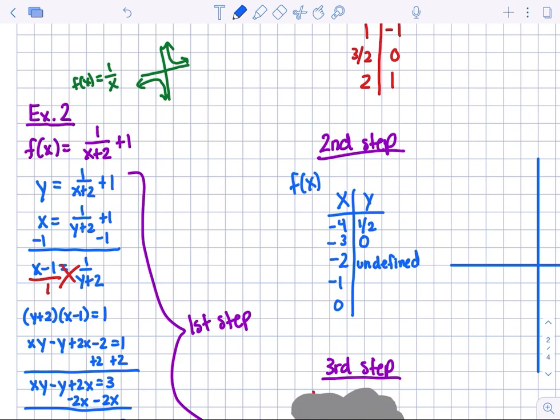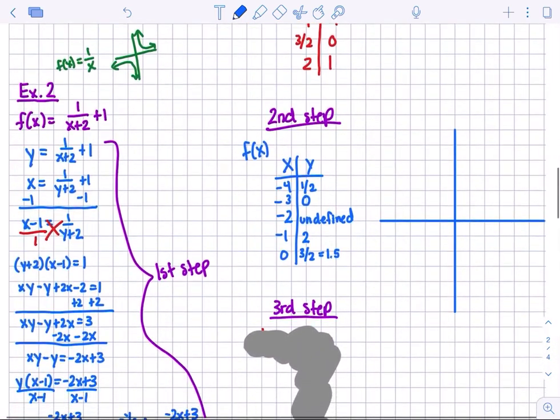Okay, now we're going to go on the other side. When you plug in -1 into here, -1 plus 2 is 1. 1 over 1 is 1. 1 plus 1 is 2. And if you plug in 0 into here, you're going to get 1/2 plus 1. And 1/2 plus 1 is just 3/2. But that's just 1.5.